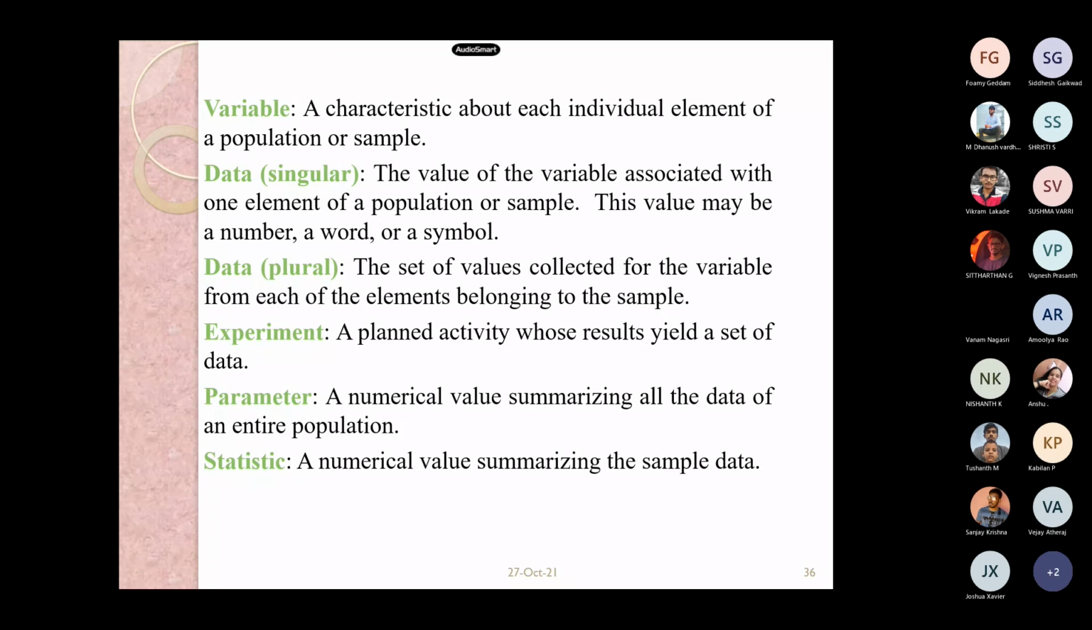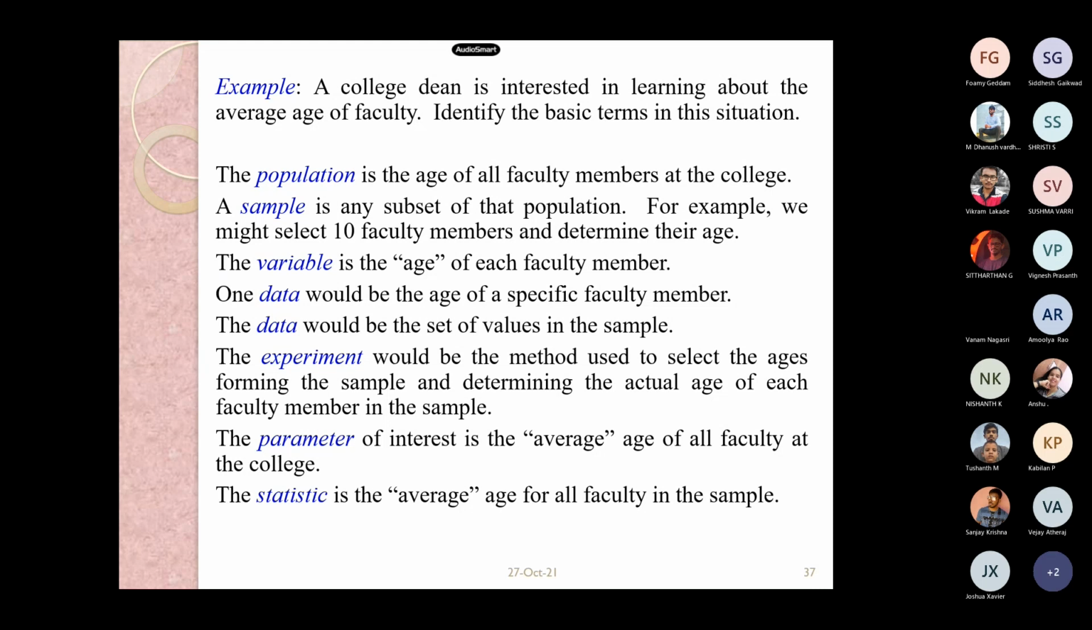The planned activity whose results yield a set of data would be an experiment. A numerical value summarizing all the data of an entire population is nothing but a parameter. A numerical value summarizing the sample data is nothing but a statistic. And these are some examples.